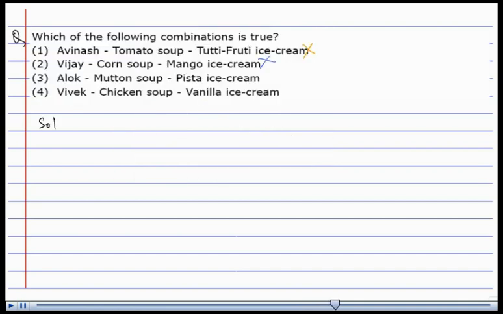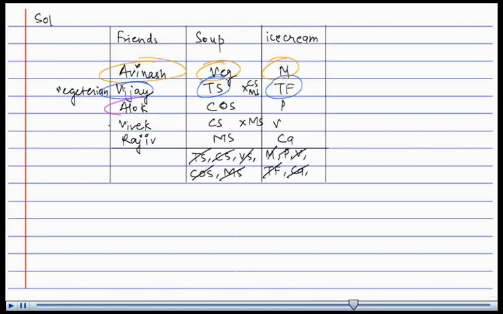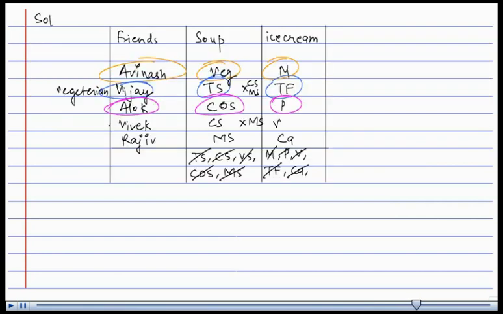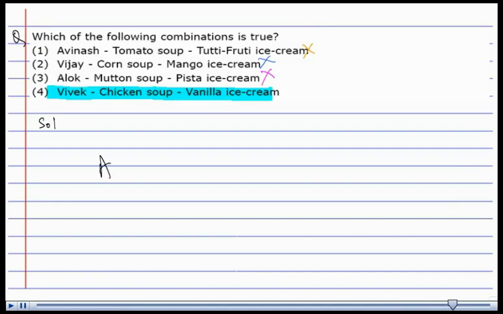Option number 3, Alok, mutton soup and pista ice cream. As we can see, Alok ordered the corn soup and not the mutton soup, though he ordered pista ice cream. So, this option is also incorrect. So, the remaining option, that is Vivek, chicken soup and vanilla ice cream, should be the correct one. Vivek ordered the chicken soup and vanilla ice cream, denoted by V. So, the correct answer for this question is option number 4.